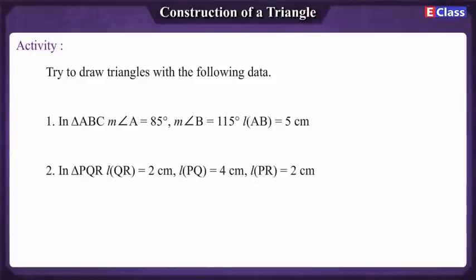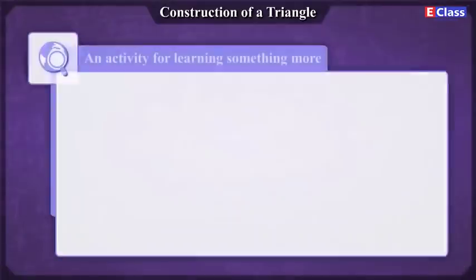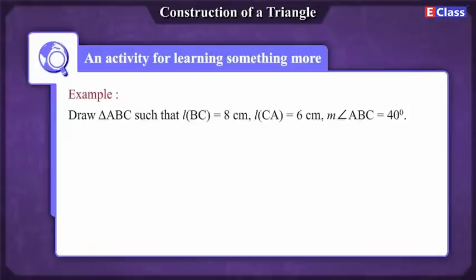Could you draw these triangles? If not, look for the reasons why you could not do so. An activity for learning something more. Example. Draw triangle ABC such that length of BC is equal to 8 centimeters. Length of CA is equal to 6 centimeters. Measure angle ABC is equal to 40 degrees.